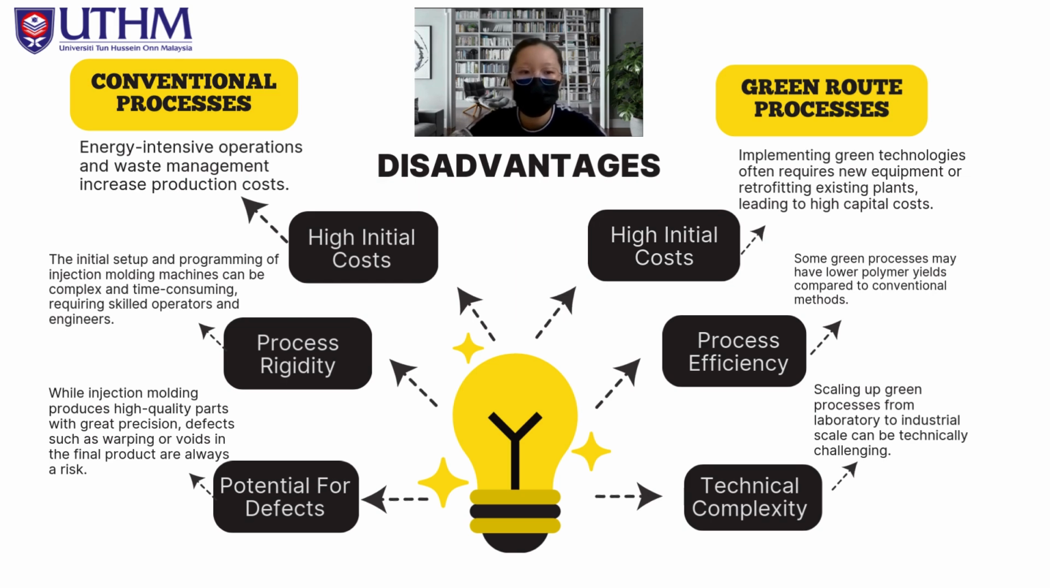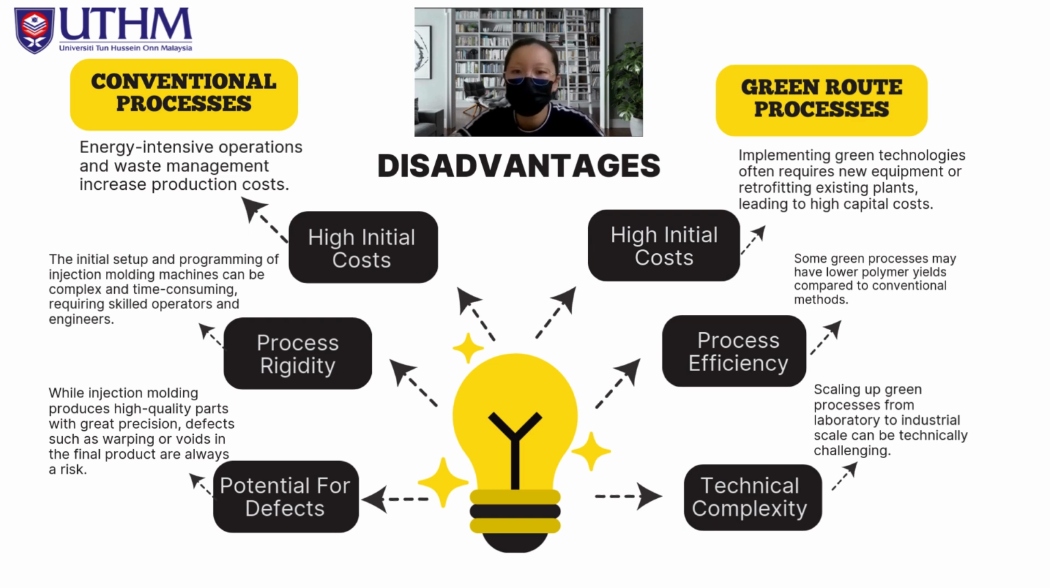This is because handling hazardous raw materials, intermediates, or catalysts can pose risk to workers. So, the disadvantage for green route processes is high initial cost. Implementing green technologies often requires new equipment or retrofitting existing plants, leading to high capital costs. This is because developing and optimizing green processes can involve substantial R&D expenditures.